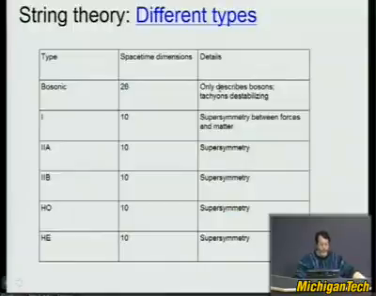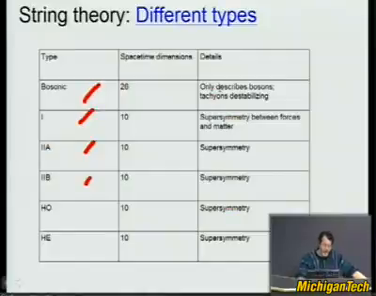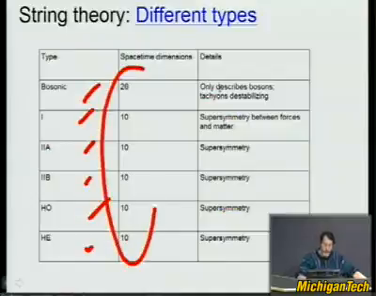For a while, there appeared to be many different types of string theories, and people worked on them separately, some believing that they might be connected. They were shown to be connected, and now there's bosonic, type 1, 2A, 2B, HO, HE. These differ in the number of spatial dimensions, as many as 26, as few as 10.